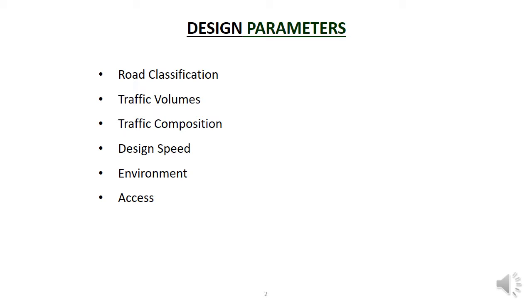Traffic volumes are the number of vehicles using the road and are often related to the classification. More vehicles means the road needs more capacity, and decisions on how many lanes or how many passing lanes the road needs need to be made.